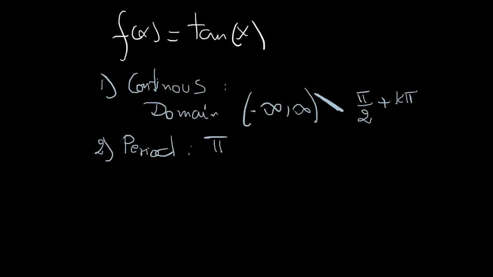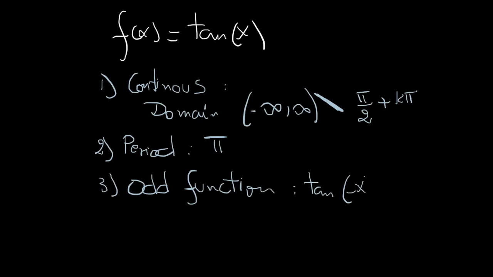And it is an odd function. That's basically all I can say about the tangent of x. It's an odd function, meaning if you take tangent of negative x, it should be negative tangent x. And I'm going to move on to the graph of the tangent.